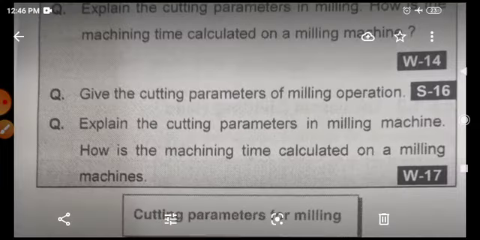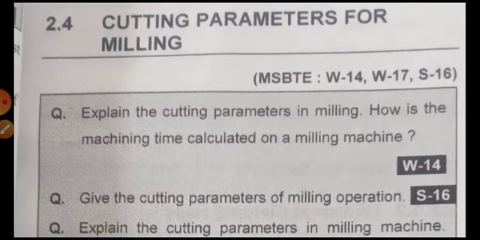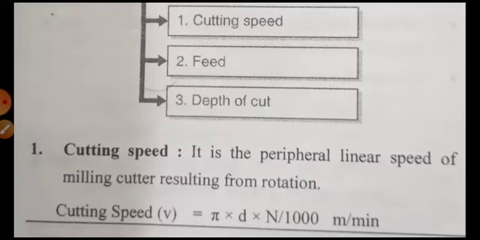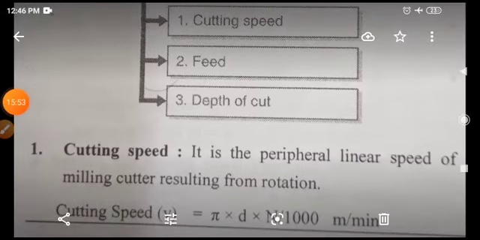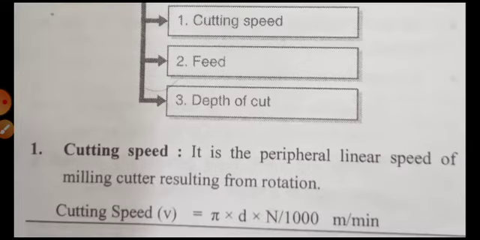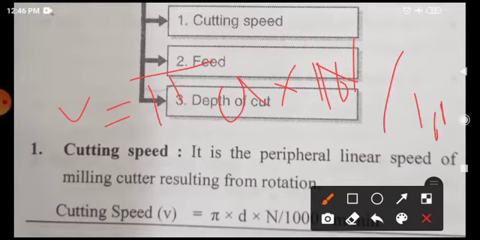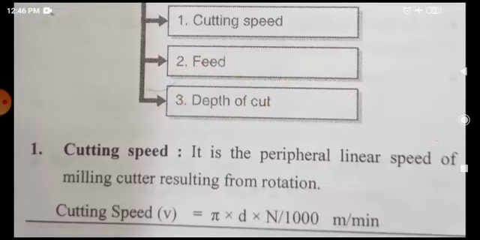Now let's discuss some cutting parameters, that means speed, feed, and depth of cut, how these are managed and what the formulas for them are. First one is cutting speed. What should be the cutting speed for a milling cutter? It is the peripheral linear speed of the milling cutter resulting from rotation. Cutting speed is denoted by V, which equals pi d n upon 1000, where n is the frequency of rotation of the tool.